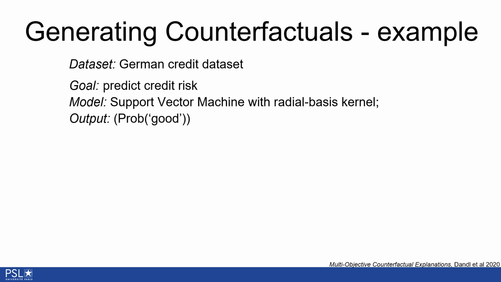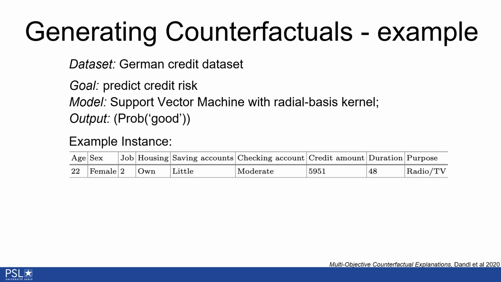The output is simply binary, either good or bad credit risk. The model used for this prediction was a black box model, a support vector machine with radial basis kernels, which gave as the output the probability of a good credit risk. Here is an example of an input instance in the model.